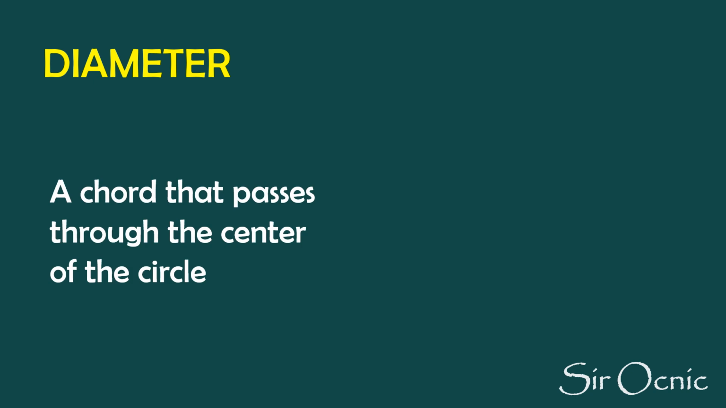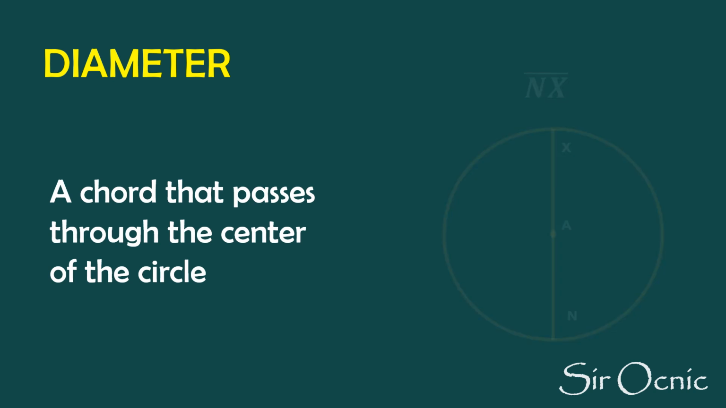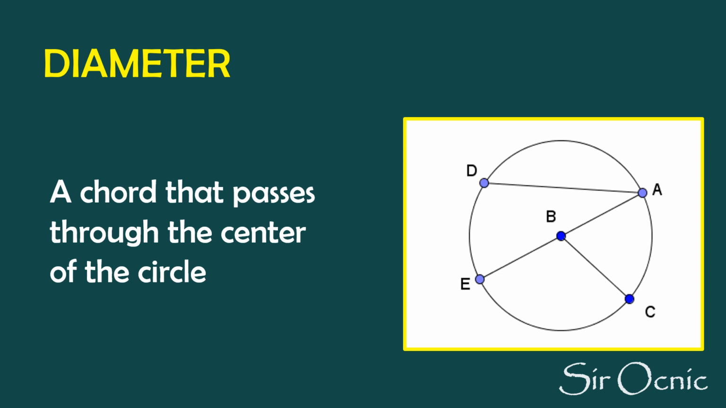A diameter is defined as a special type of chord that passes through the center of the circle. This is the illustration of a diameter. This diameter can be named as segment NX. Let us name the diameter in this illustration. The diameter in this illustration is segment AE.